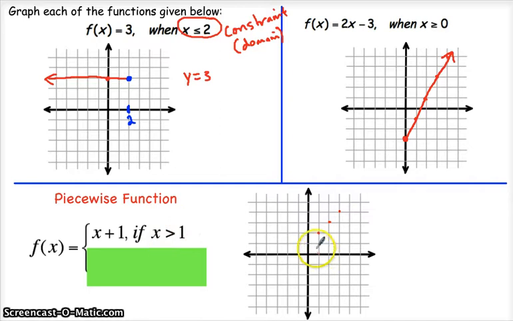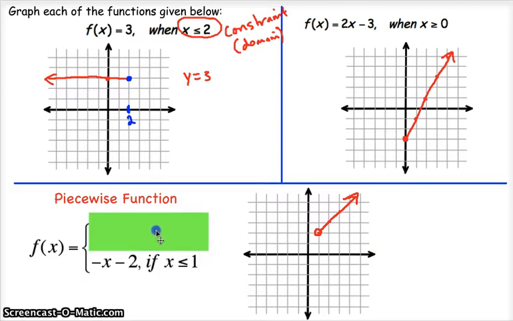So when x is 1, I need to start with an open circle. Then I can follow the rest of my points up and to the right and draw my line. Now let's do the second part of the piecewise function. So we'll ignore the top part, and from here x is less than or equal to 1. So again, at x is 1 right here, I'm only going to go to the left side.